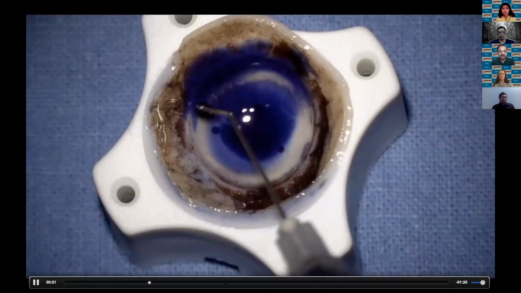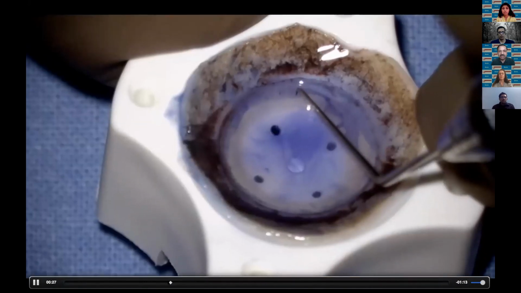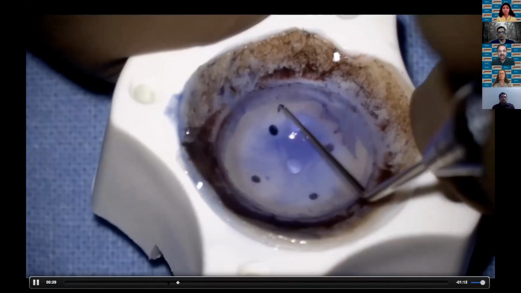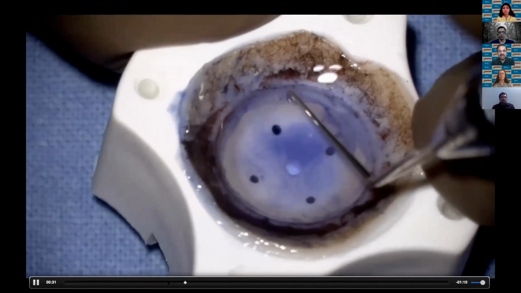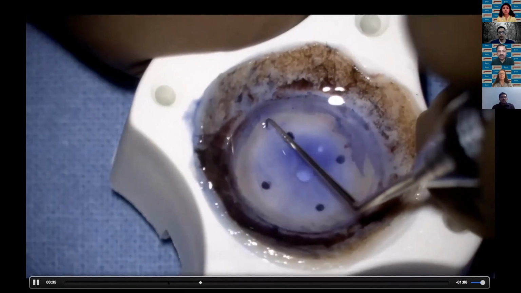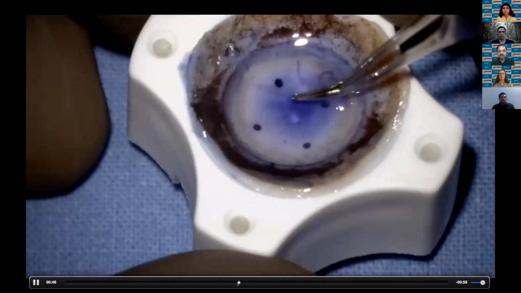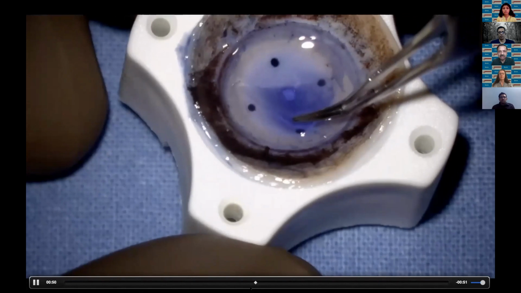Once you have done that, you stain the peripheral DM and remove the tags, and then you can go with your hook and try to identify the cut edge. You will see a stained and a non-stained part. So there you go, and you try to free the edge of the Descemet's, and the rest of the peeling part is pretty much the same as what we did in the previous technique.